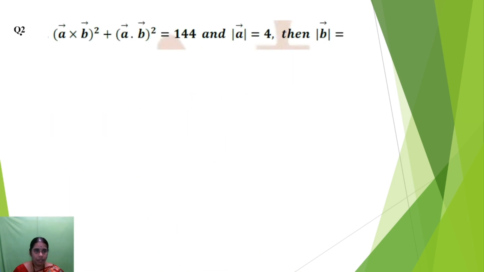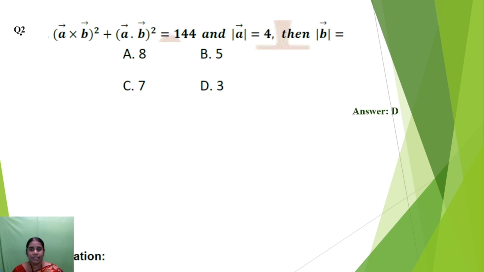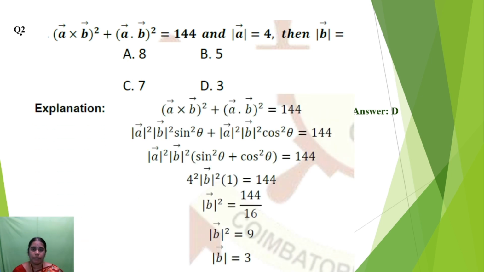Next question, question number 2. They have given the expression (a cross b) the whole square plus (a dot b) the whole square as 144 and they have given that modulus of a is 4. They are asking the value of modulus b. Just go through the explanation. We know the formula for a cross b: (a cross b) whole square is modulus of a square into modulus of b square into sin square theta.